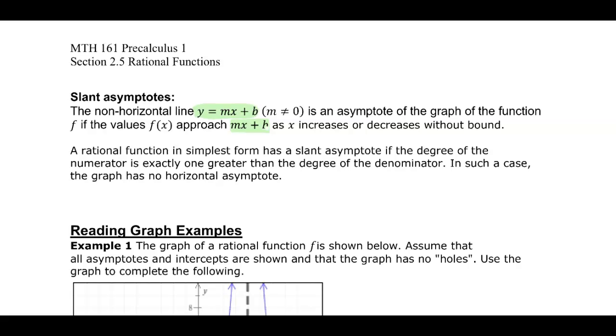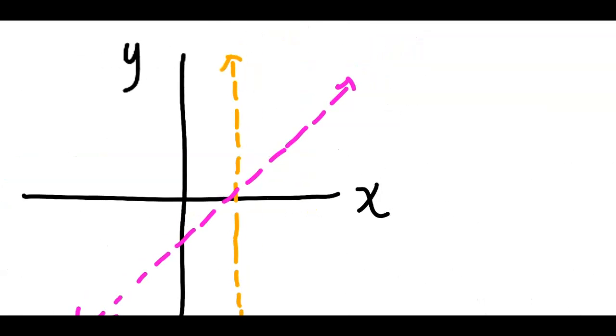What does that mean? Well, that means you're going to have a graph. Let's say that you have your x-axis and y-axis, and say we have a vertical asymptote right here. And then I'm going to sketch a slant asymptote, maybe like this. This pink line is called a slant asymptote, and the graph will look like this. We're going to have a graph that is in between these asymptotes, and x gets really big.